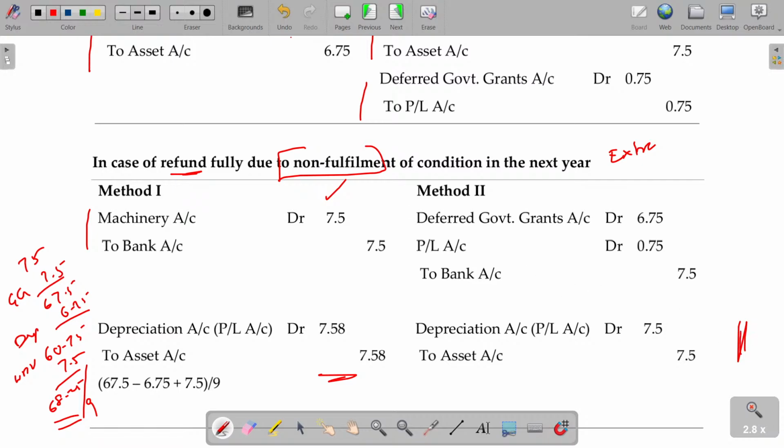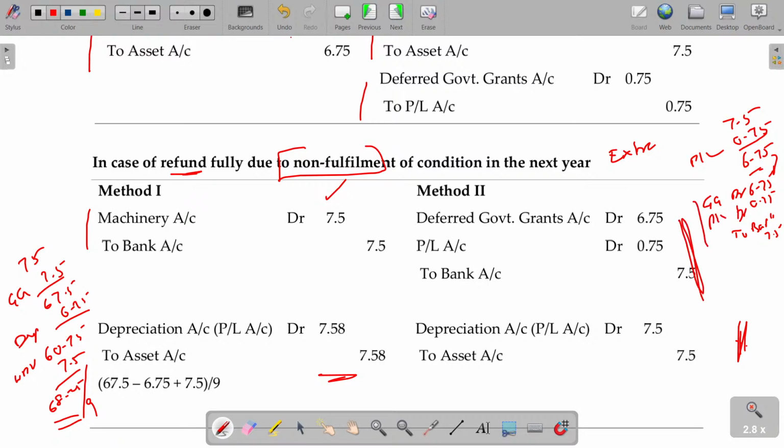In this case, deferred government grants actually is 7.5. We claimed by crediting 0.75 in the P&L account already. Now we have 6.75. Refund should be how much? 7.5 is refundable. So government grants account debit 6.75 only we have, but the amount payable for refund being 7.5. What about the 0.75? This is nothing but already credited. Now it is supposed to be refundable, so it is going to be debited to the P&L account.